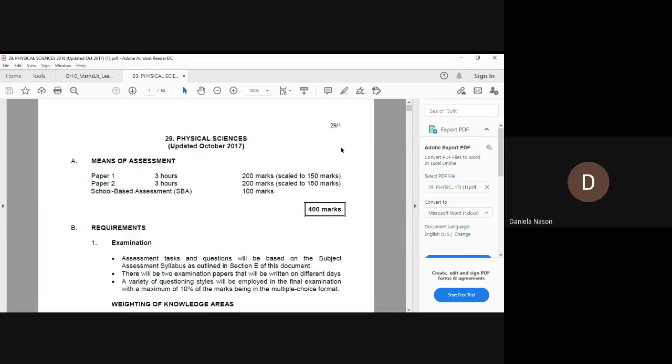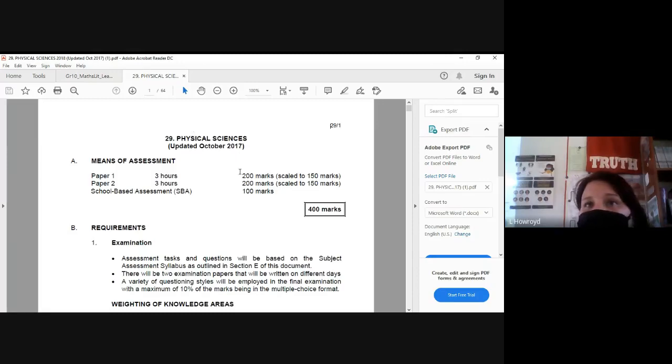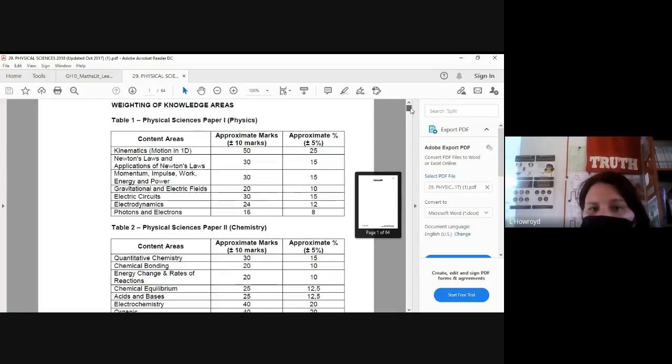Okay, so you'll see here, this is now a 3-year plan. So that's why you have started some of this already, because by the end of grade 12, you need to know all of this stuff so that you can write 2 3-hour papers at the end. So you can see what's required. You can even see that we go strictly according to areas.